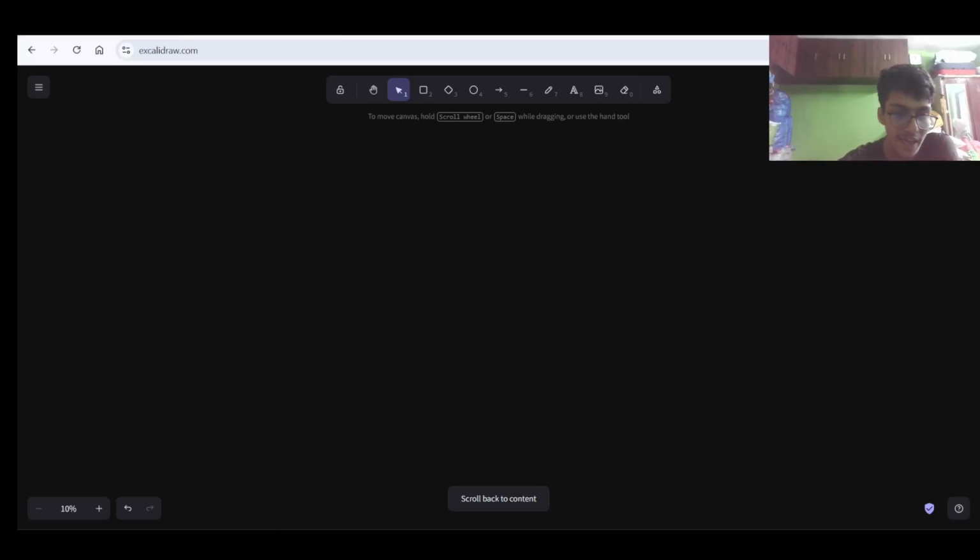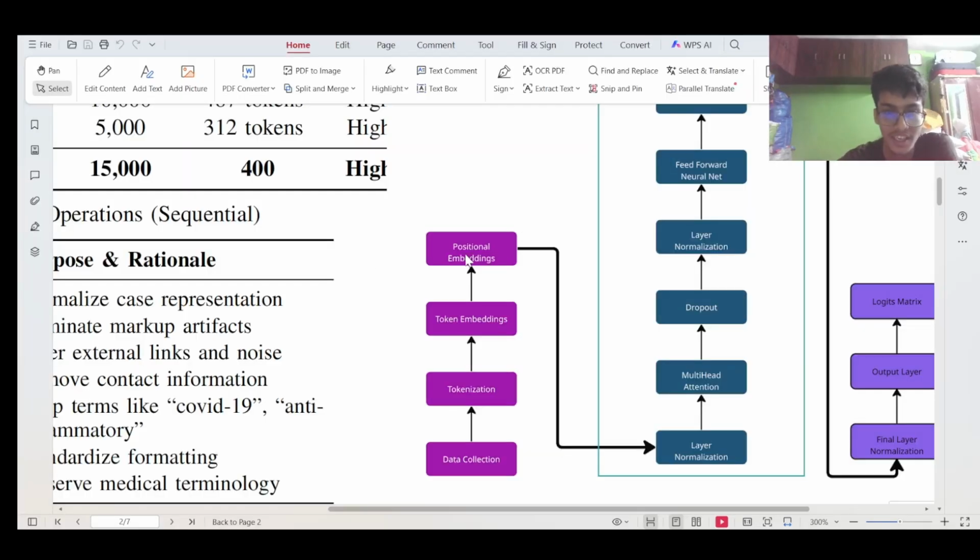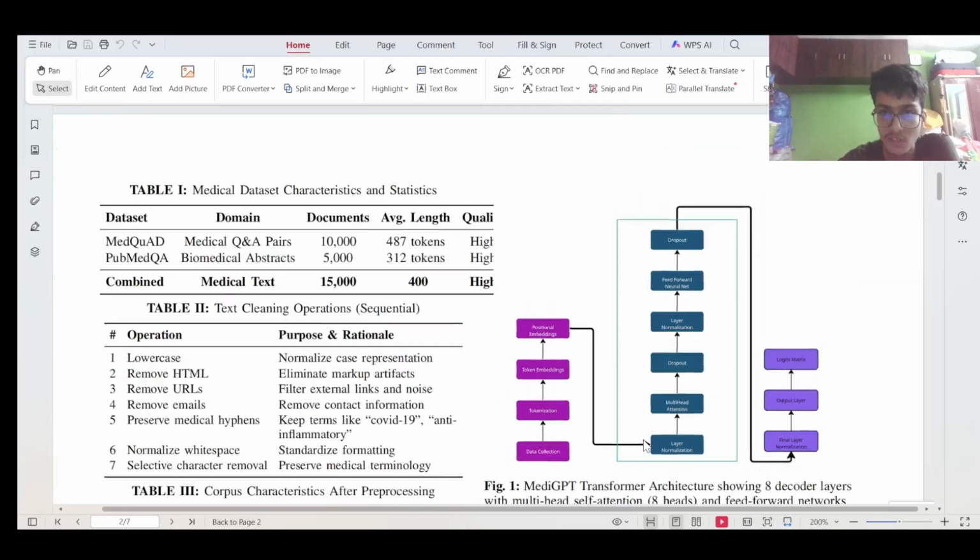In the diagram it is not shown, but you should understand that after positional embedding, what gets passed to the transformer block. This is a transformer block. That is the input embedding.